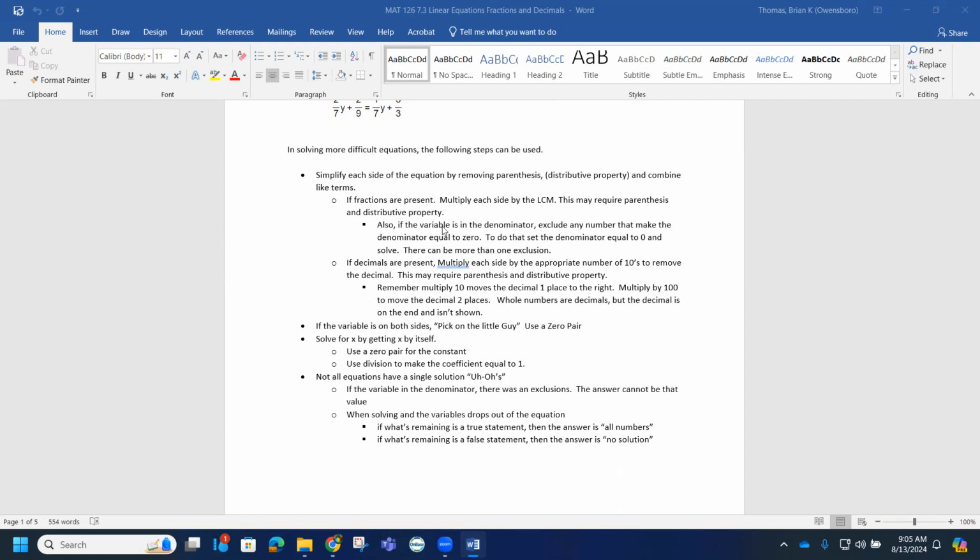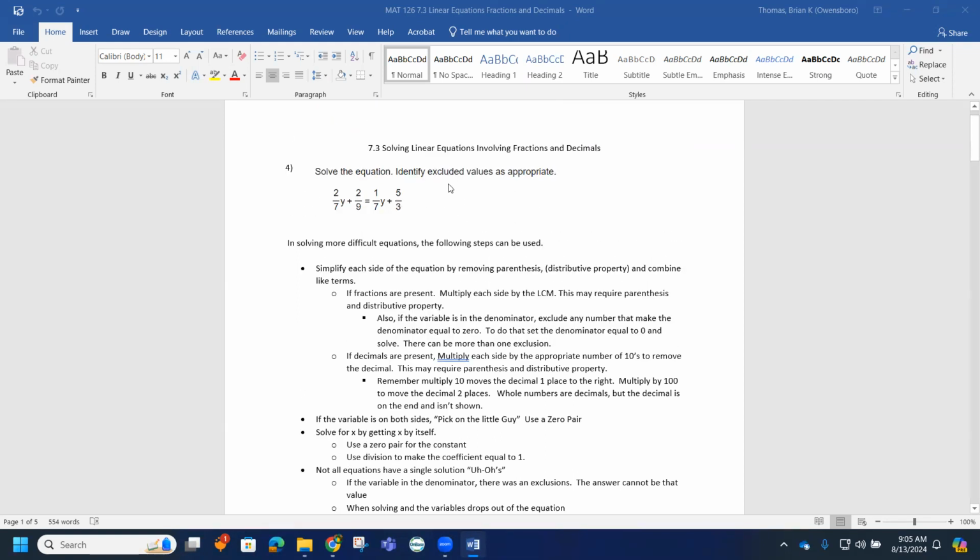So also, if the variable is in the denominator, exclude any number that makes the denominator equal to 0. To do this, we set the denominator equal to 0 and solve. There can be more than one exclusion. So notice how it says identify any excluded values. That only happens if the variable is in the denominator. Well, the denominators are actually numbers, the 7, the 9, and the 3. So we do not have to worry about any excluded values.